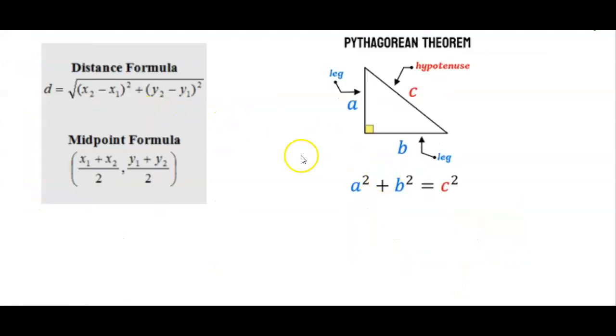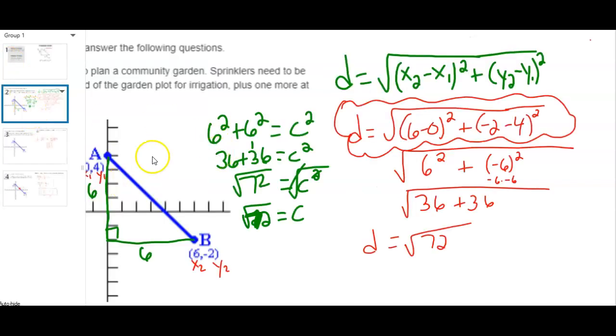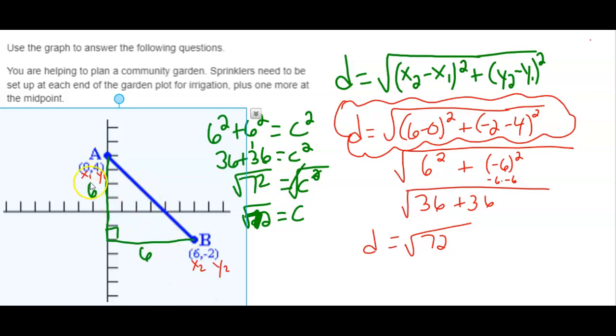So just remember, you have your distance formula, your midpoint formula, and when you label everything, you label all your ordered pairs x and y, and then you can label them 1s and 2s, and then you can plug them in. Good luck on this quick check.